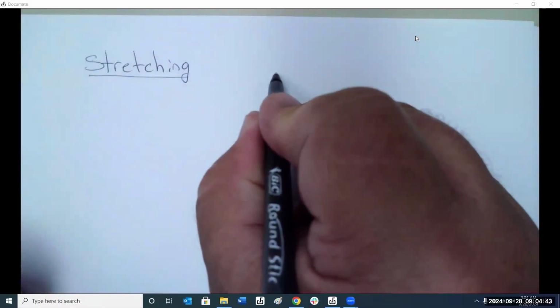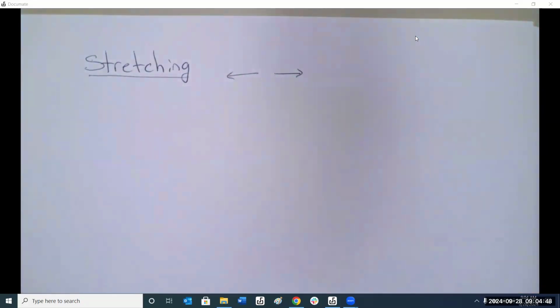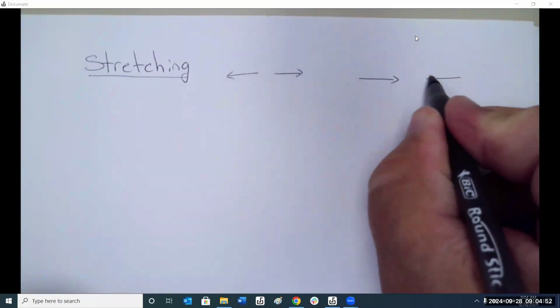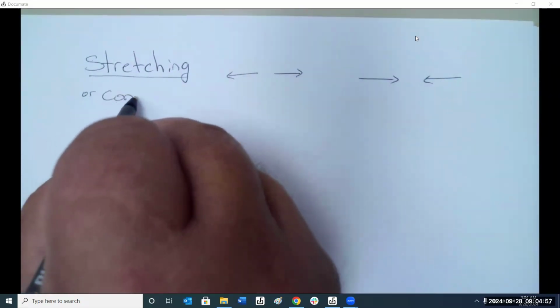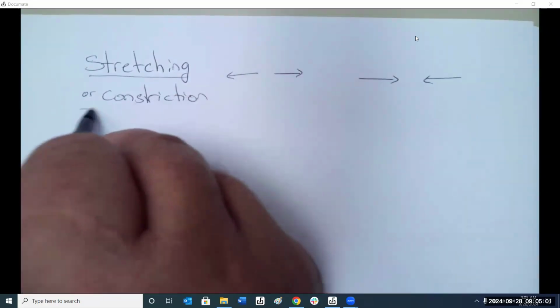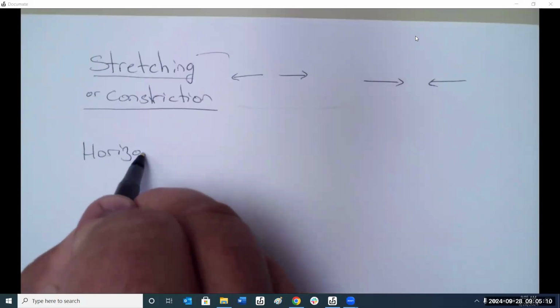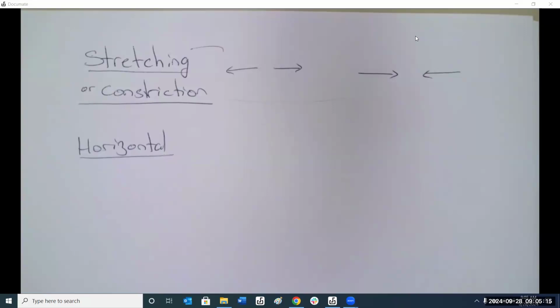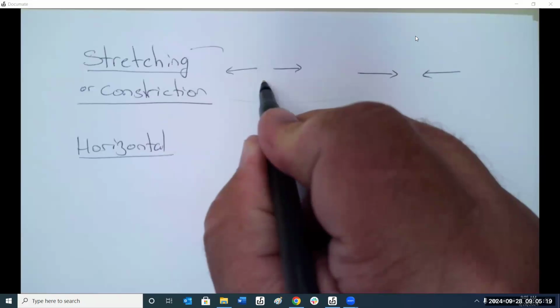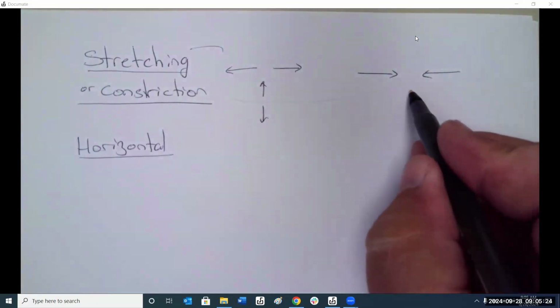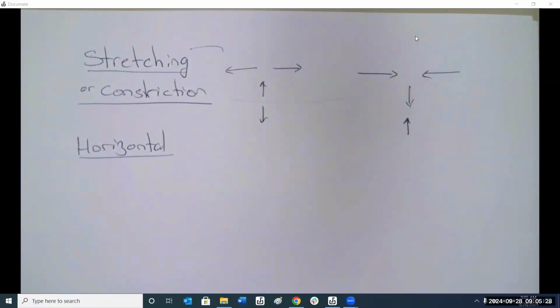Now let's look at stretching. What does stretching mean? We have 2 types of stretching. We have horizontal stretching, pulling it apart, or we have horizontal constriction. This is stretching, this is constriction. That's horizontal. And then vertical stretching would be pulling it away from the origin as opposed to squeezing it. This is the stretch. This is the constriction. So we can make it wider, we make it narrower, you can make it taller or shorter.